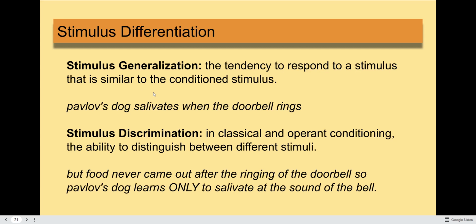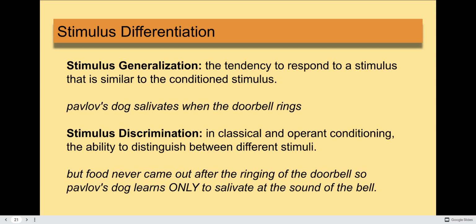Stimulus discrimination is when Pavlov's dog starts to realize, cognitively, wait a second, the doorbell rings, but I don't get food. The phone rings and I don't get food. The only time I get food is when it's an actual ringing bell that my master brings out. So that is stimulus discrimination. In stimulus discrimination, the organism that's behaving is able to distinguish between different yet similar stimuli.